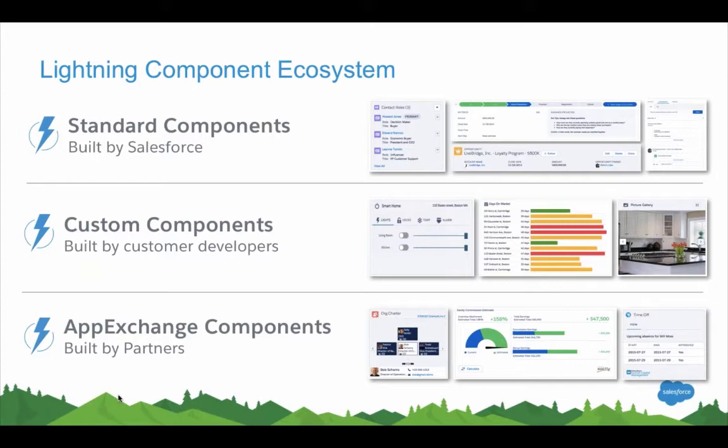And then finally, we have the AppExchange components. These are components built by our partners from our AppExchange ecosystem. These can be part of an existing app package. They can be part of a standalone component package. There are over 750 AppExchange components available today. So you can go into AppExchange and you can start browsing them right away. I'll even show you how you do that within the App Builder.